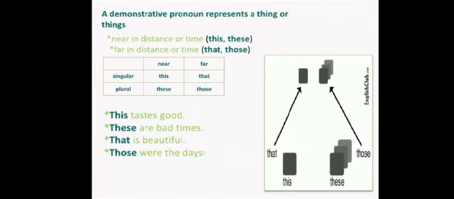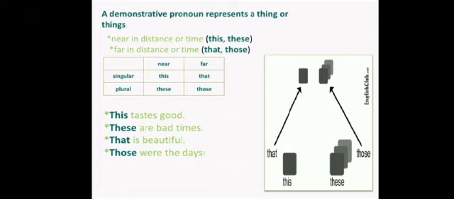A demonstrative pronoun represents a thing or things near in distance or time, then we use this and these. If far in distance or time, then we use that and those. In easy words, you can understand by this table. For singular, if something is near to us, then we use this, and for far, that. And for plural, if it's situated near, then we use these, and for far, we use those. We can understand by the help of these examples.